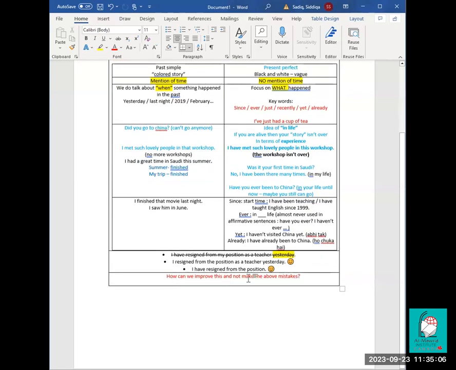So you see this red question at the bottom over here? I think this is the question in your head, right? I think you all are thinking this: How can we improve this and not make the above mistakes? Is anyone thinking this right now? Yes, exactly. So now I want you to tell me, what do you think is my response to this question?